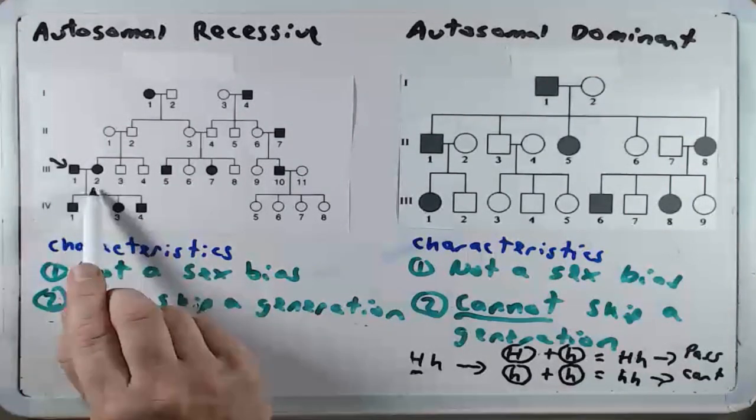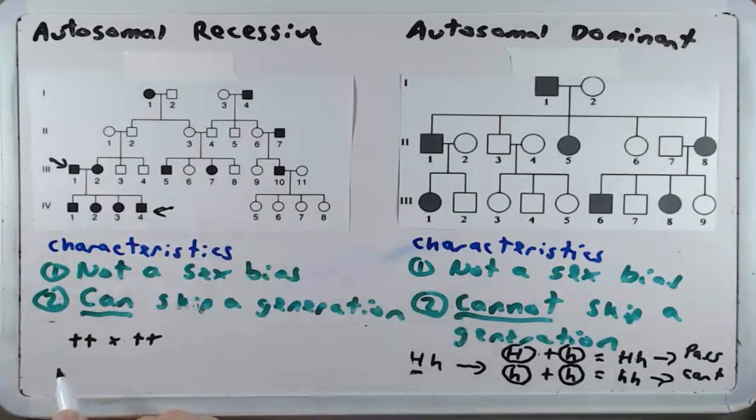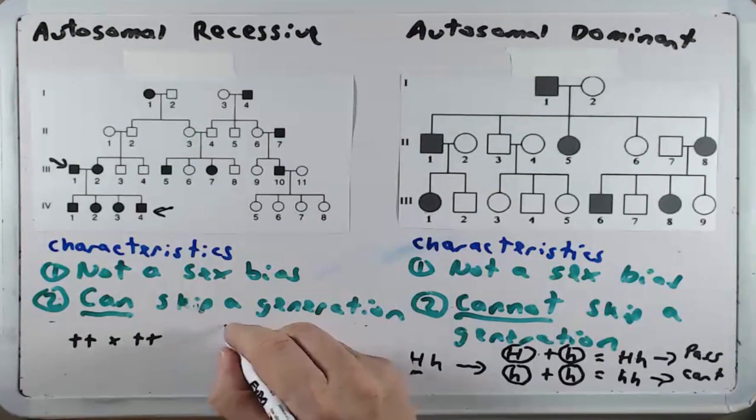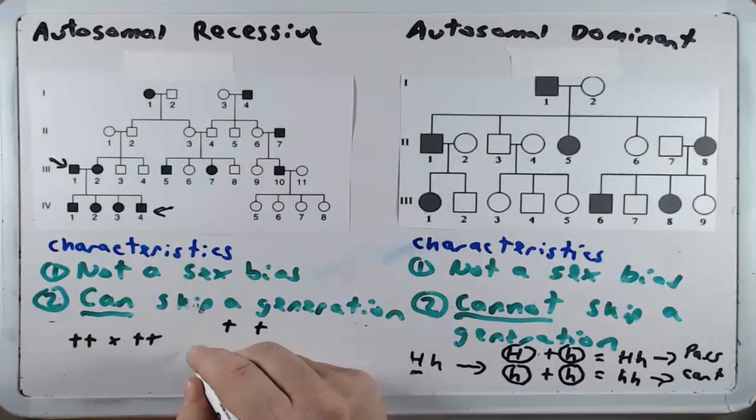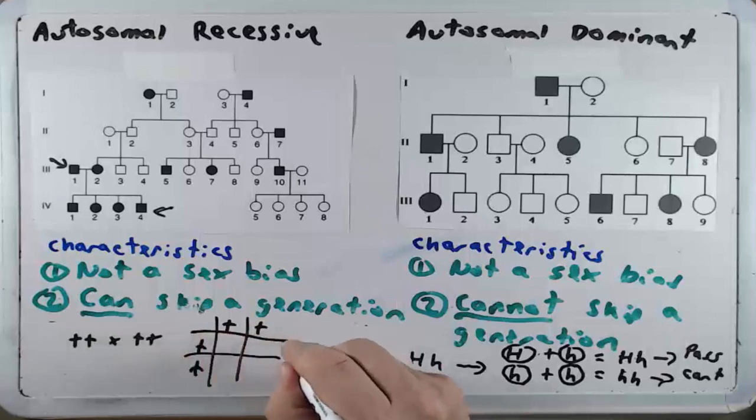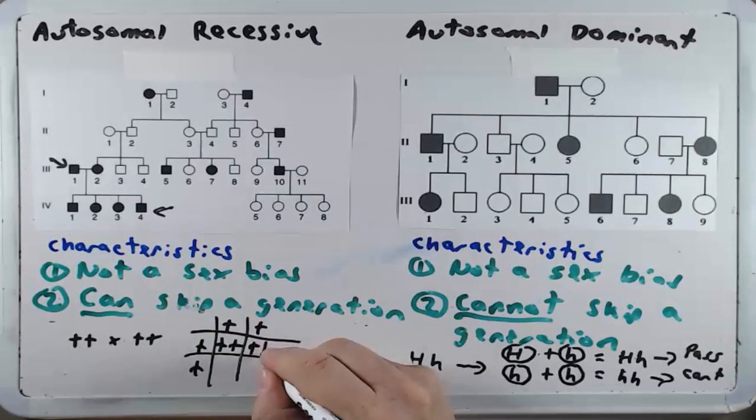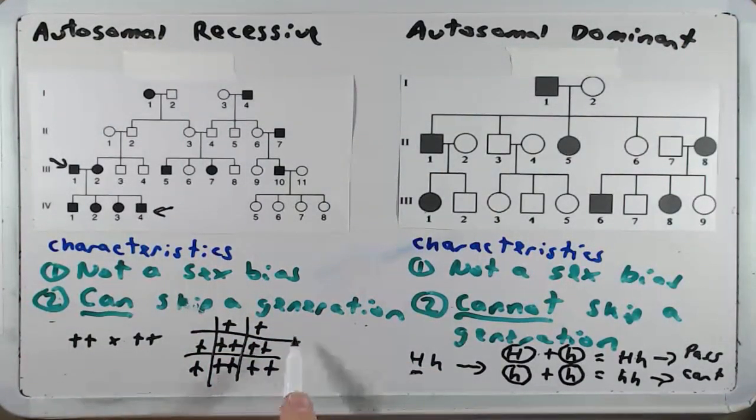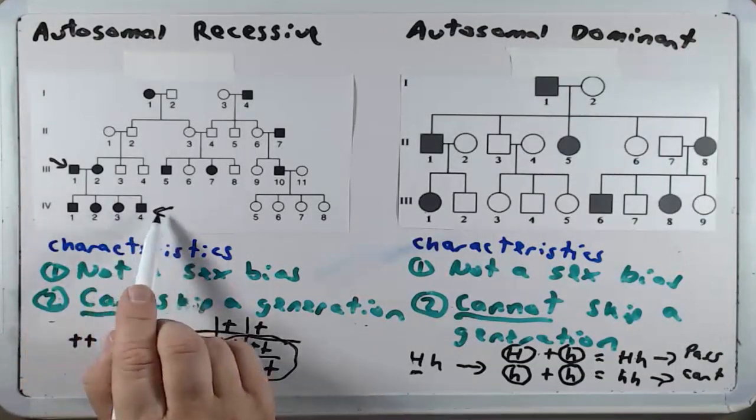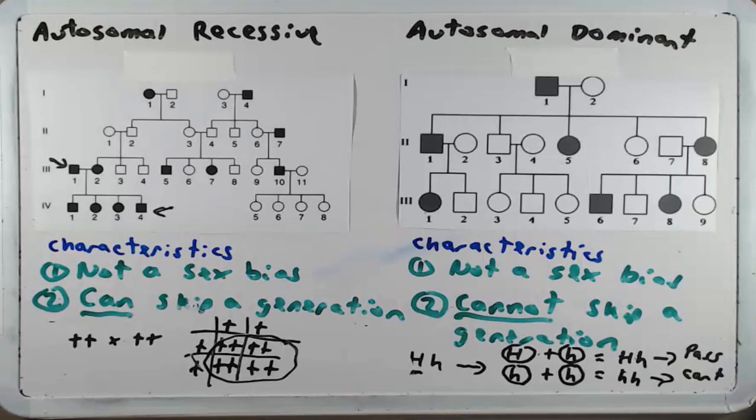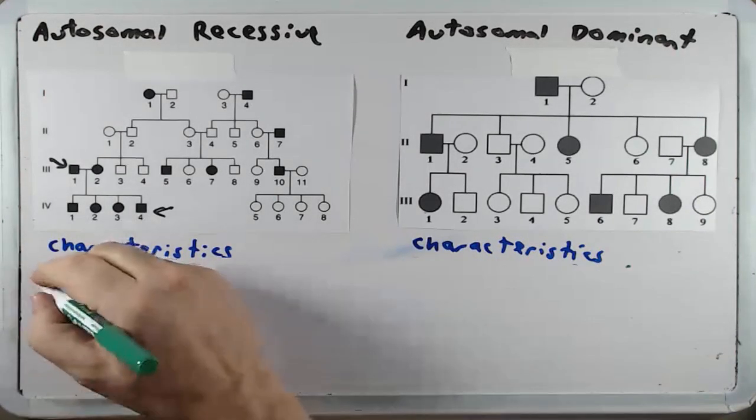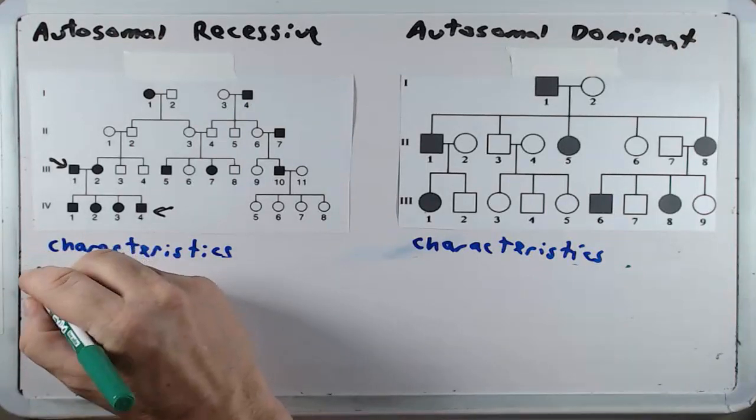If they both have the trait, then all of their children will also have the trait. And if you need to, you can do a little Punnett square here to convince yourself of that. You can see when you do that, all of the progeny are little t, little t. It would be impossible for them to have a kid that doesn't have the trait. Okay, I want to talk about a couple other characteristics. And some of them we've already talked about, but I want to put it in writing.